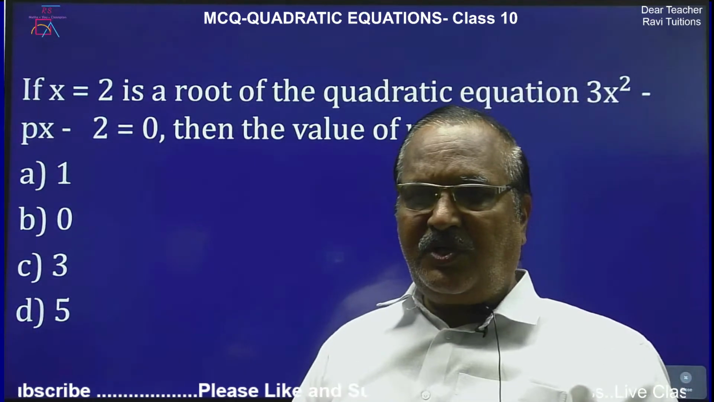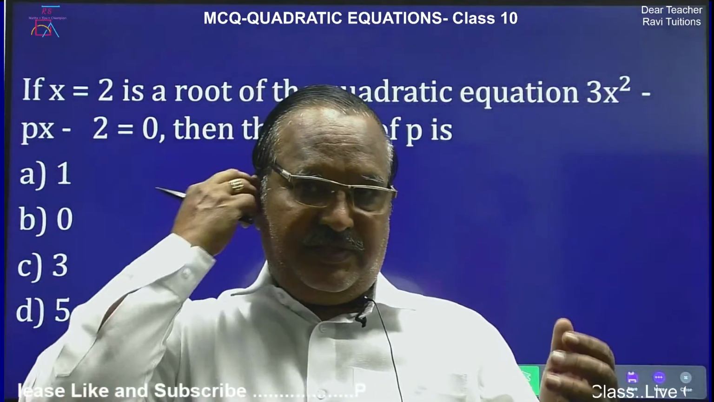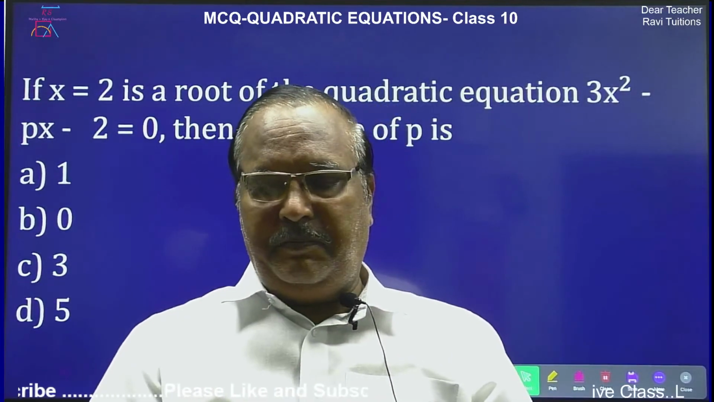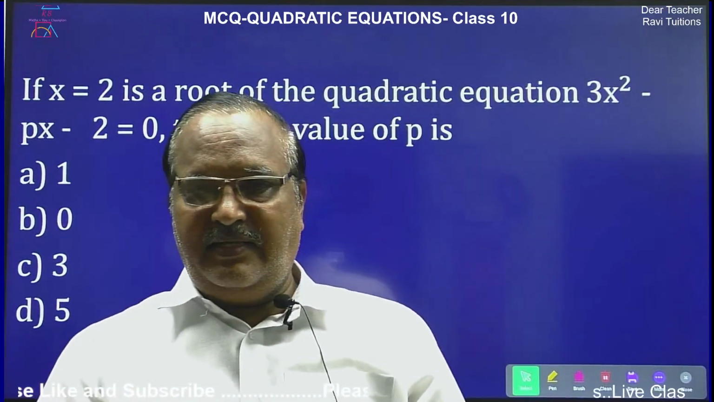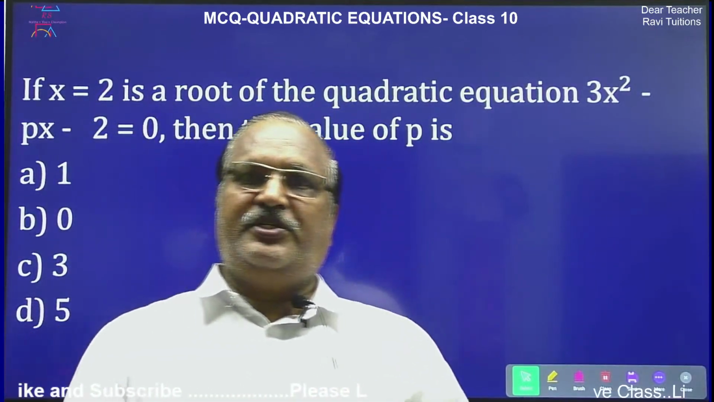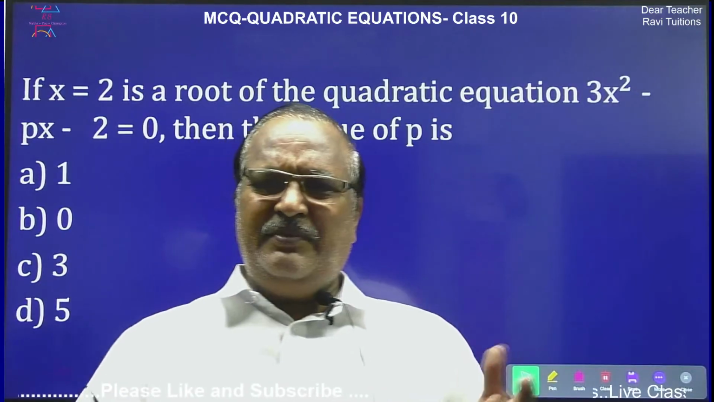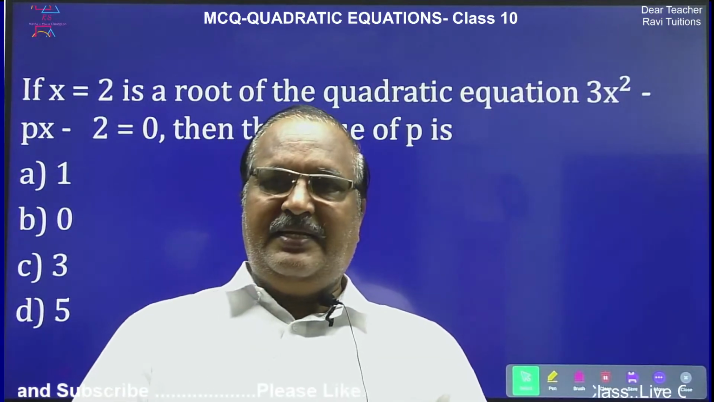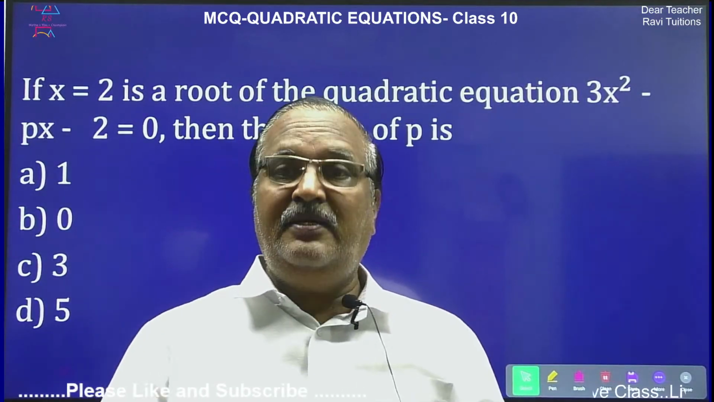So almost all the MCQ questions will depend on the nature of the roots and finding the roots. I am not going to do a few more questions because it is the same thing again and again. So let me stop. I am doing MCQs here.